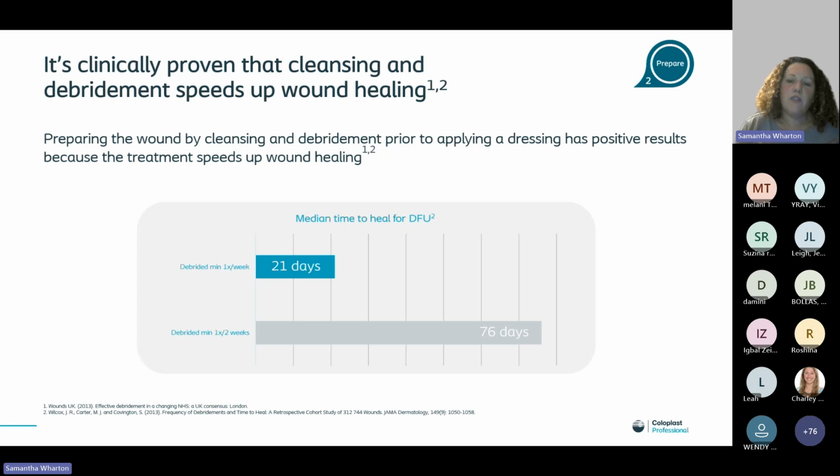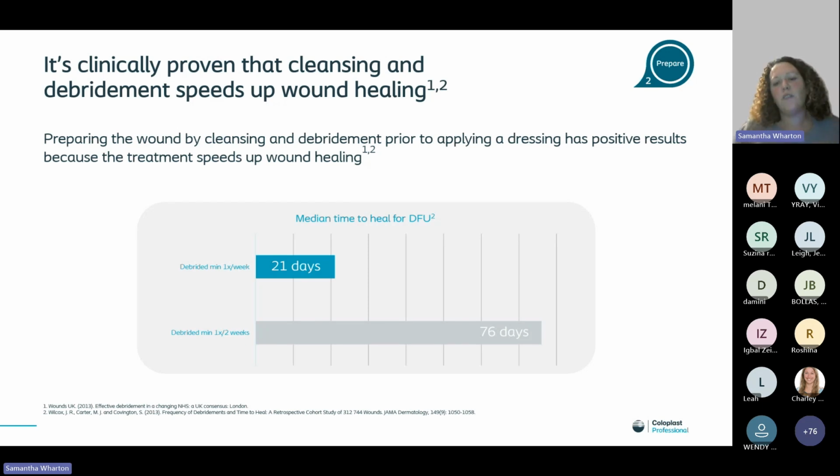This is a retrospective study of 312,000 wounds, and it showed that when they looked specifically at the diabetic foot ulcers, if a wound was debrided once a week, the mean time for that wound to heal was 21 days. But if the diabetic foot ulcer was debrided once every 2 weeks, it took a further 76 days to heal. So the mean time to healing was 76 days.